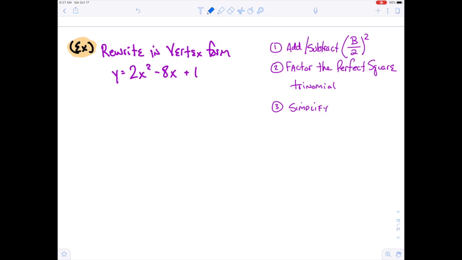So I'm still going to use some of the same strategies, but you're going to see a little bit of a different change here. First and foremost, I still think you're going to need to get this value to be equal to 1. The a value has to be 1. So we're going to use that same strategy as before. I'm going to go ahead and factor out that a value. So factor out the a value of 2, and we get x squared minus 4x.